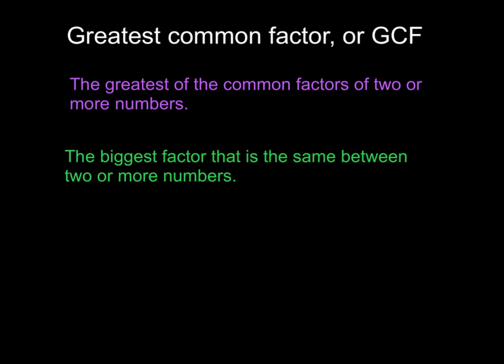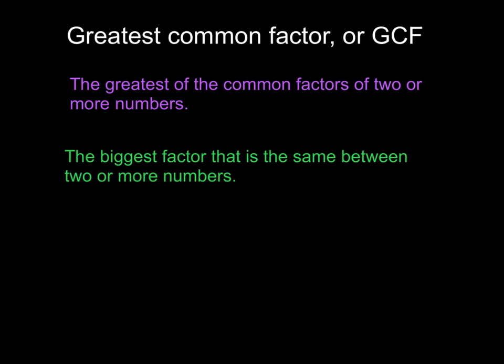Today we're going to be taking a look at what's called the greatest common factor, or sometimes you'll see it abbreviated as GCF. Now if you look up greatest common factor in the glossary in the back of the book, it says the greatest of the common factors of two or more numbers. Okay? Another way to look at that is this.